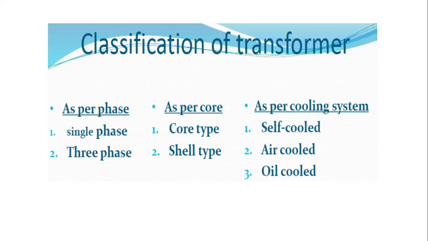First, as per the phases, it is classified into two types, single phase and three phase. As per the core, it is classified into two types, that is core type and shell type. Next, as per the cooling, it is classified into self-cooled, air-cooled and oil-cooled transformers. These are the various classifications of transformers.